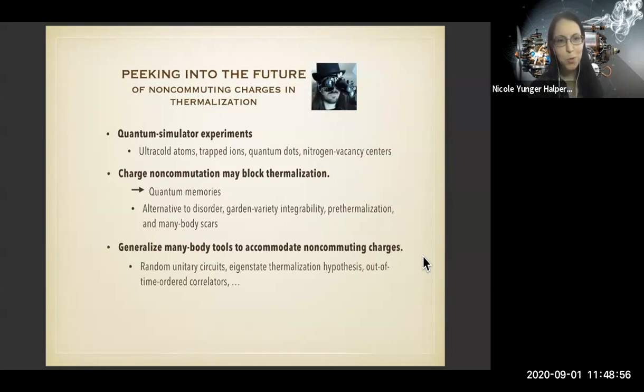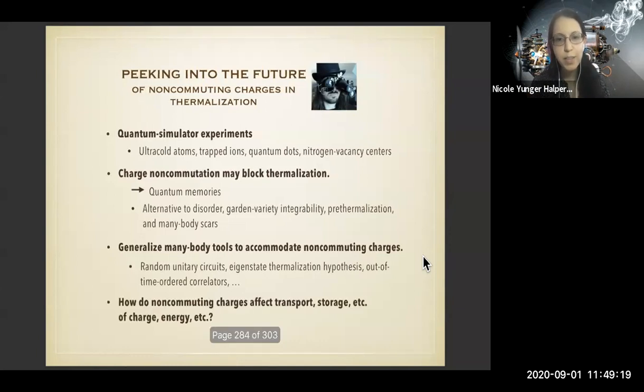Now is a sort of golden age for thermalization in quantum many-body physics. There are loads of great toolkits for addressing the subject, but these toolkits have not been generalized to accommodate non-commuting charges. I'm really interested in generalizing these toolkits and bringing non-commuting charges from quantum thermodynamics into many-body physics. Once we generalize those toolkits, then we can use them to see what happens to things like transport and storage in the context of non-commutation.